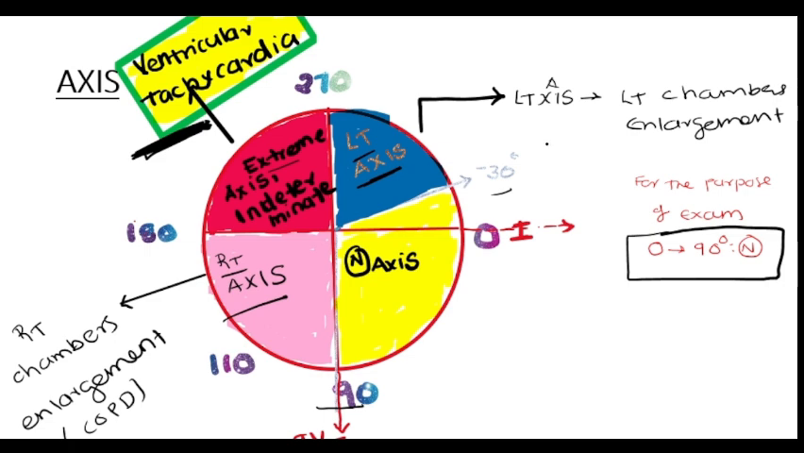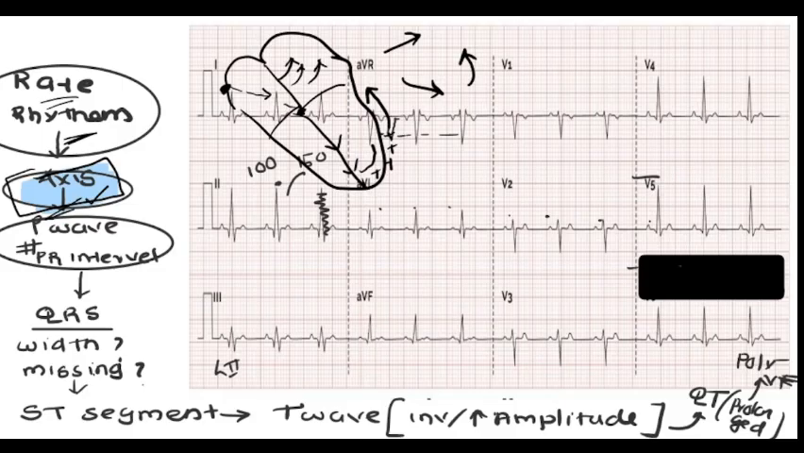Left axis is seen in left chamber enlargement. Similarly, right chamber enlargement is seen in right axis deviation. Yeah, that's it. Now our task is to find out the axis if they give us an ECG, but we will do that later. Just finishing how to read an ECG, we will go through the steps.